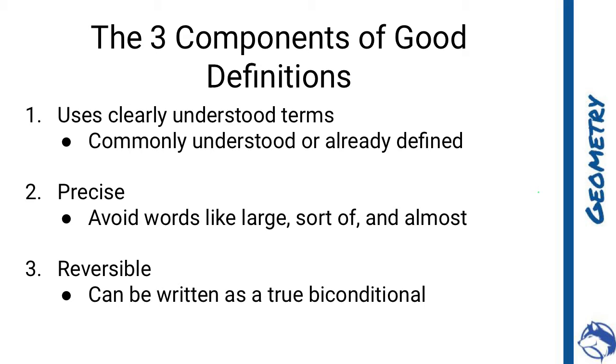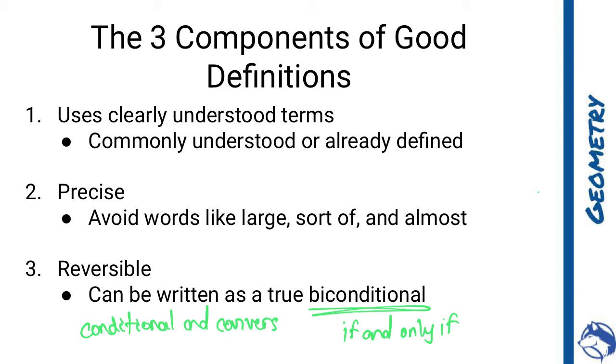And then it has to be reversible, so it has to be written as a true biconditional. So remember, biconditional, you should be thinking if and only if. That means that the conditional and converse are both true.